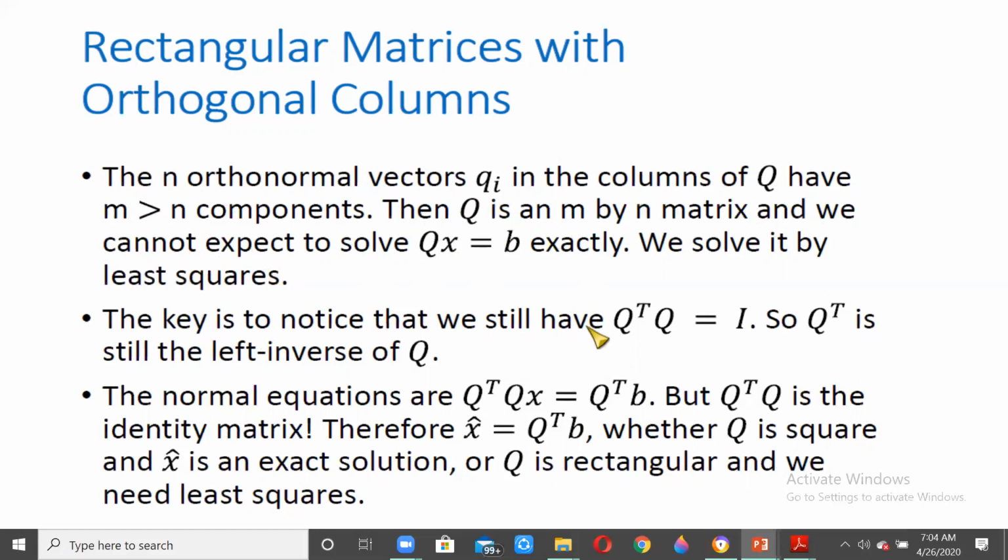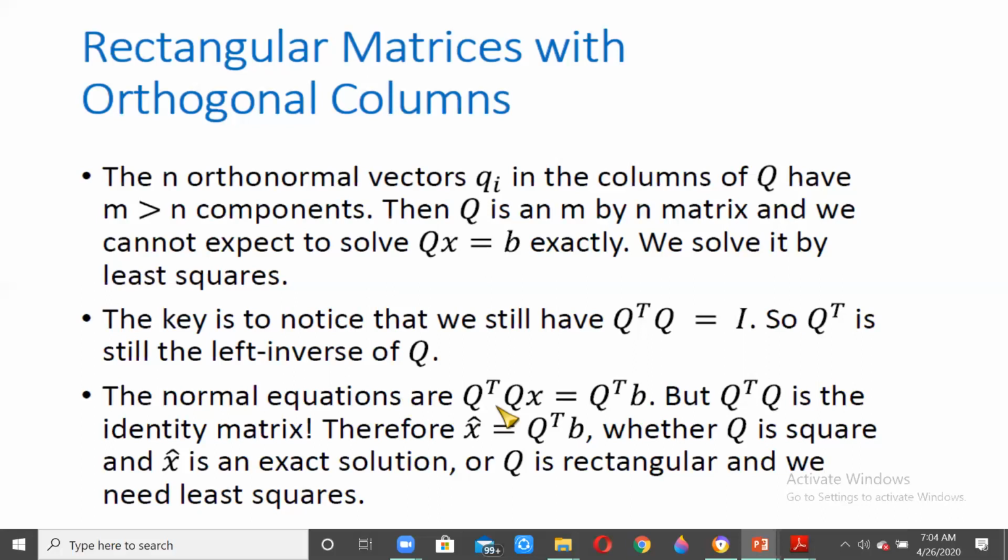So the key is to notice that we still have Q transpose Q is I, that is the identity matrix. So Q transpose is still the left inverse of Q. This condition should be satisfied whether Q is a rectangular matrix or a square matrix. However, Q transpose is not Q inverse in this case whenever we talk about the rectangular matrix.